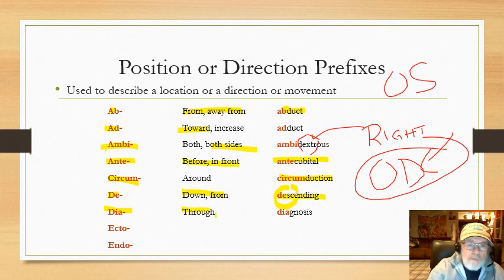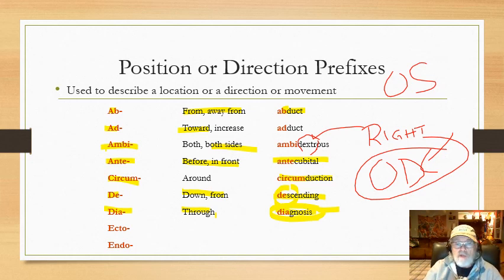Dia means through, and that's where we get the word diagnosis. Now this word has a very interesting origin. Gnosis is a word that means, get this, knowledge. So diagnosis means through knowledge, and what this means is a diagnosis is once a practitioner evaluates what you have, looks at the lab tests, and gathers all the knowledgeable information they can about a person's condition, they can tell them what it is. The diagnosis is through knowledge. So dia means through.